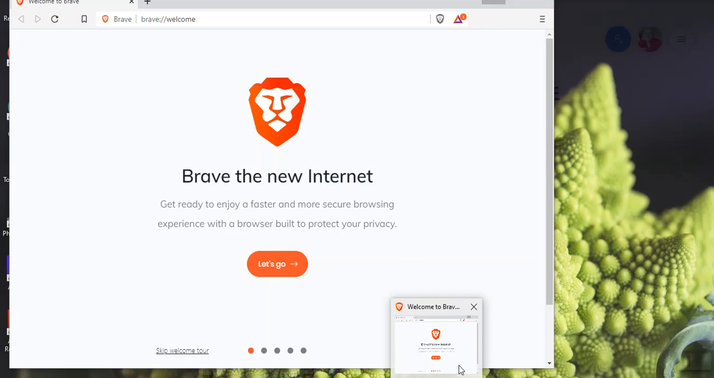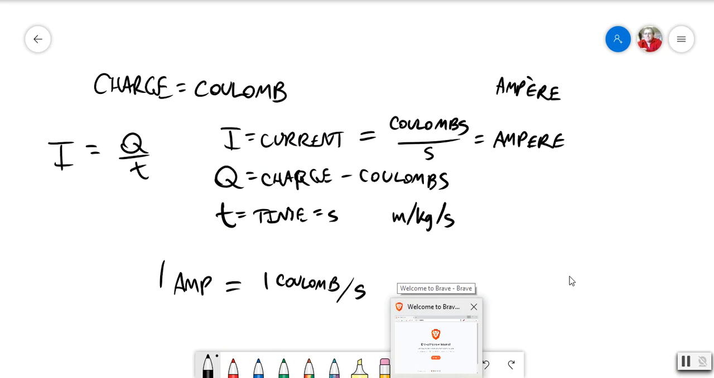This is a lot, people. A coulomb is a very large amount of charge.